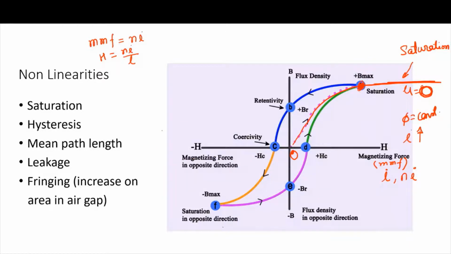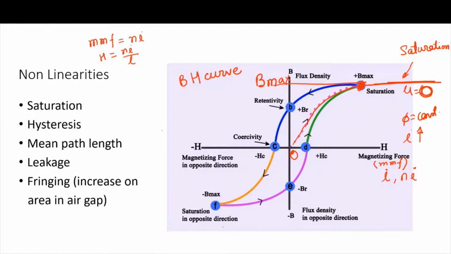All the materials will be given with this kind of BH curve. We call this BH curve. It should be given to the designer by the core manufacturer. What is the maximum flux density beyond which you should not operate? This is called Bmax, the maximum flux density beyond which you should not operate.